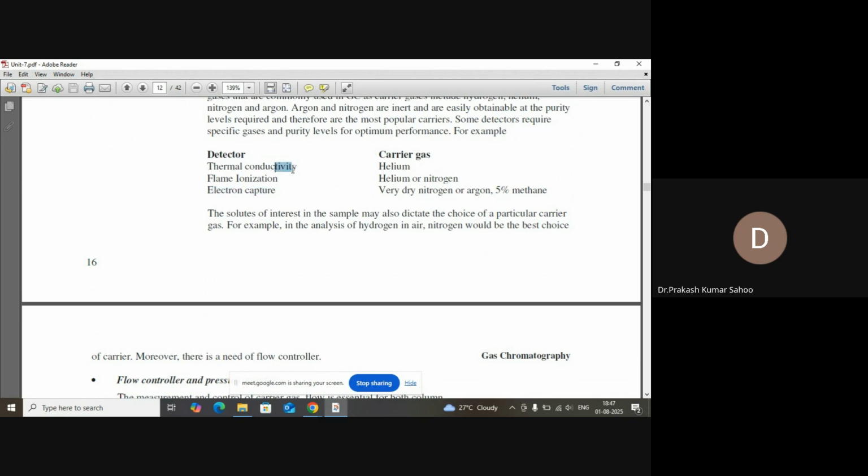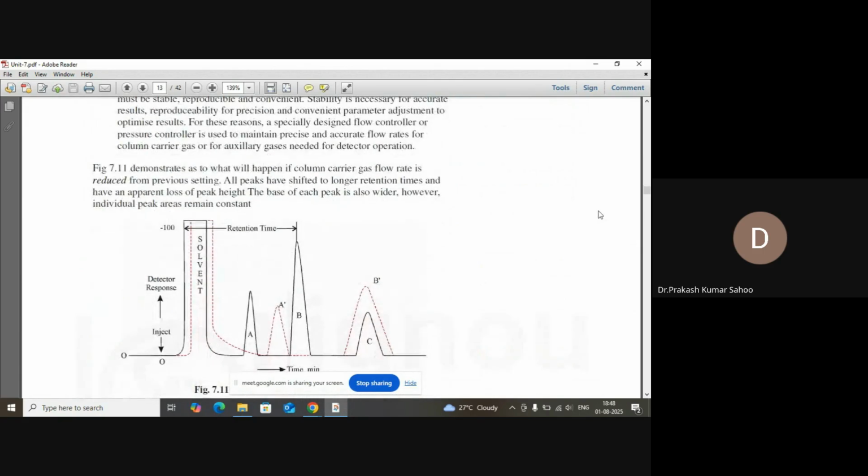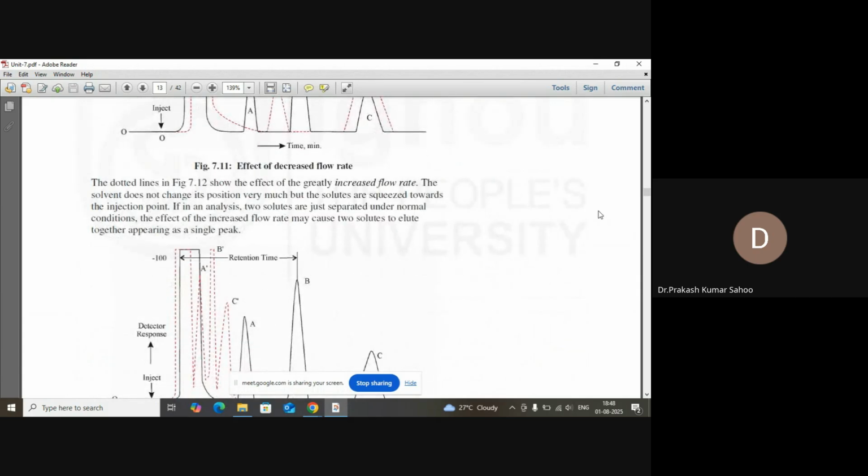So for thermal conductivity, it is helium carrier gas. For flame, it is helium or nitrogen. For electron capture, it is very dry nitrogen or argon 5%. So the flow controller was there, the pressure regulator was there, everything is there in the sophisticated gas chromatography.